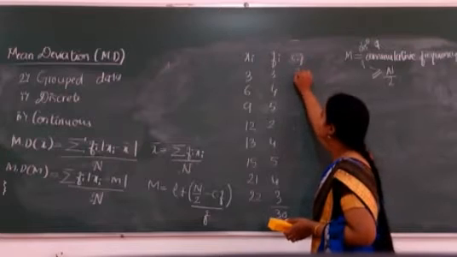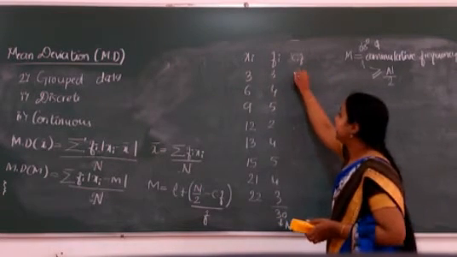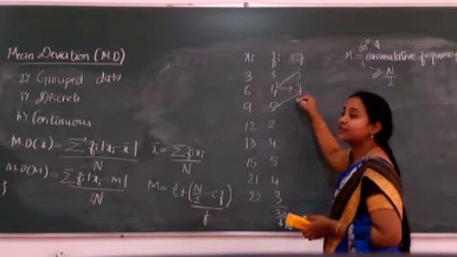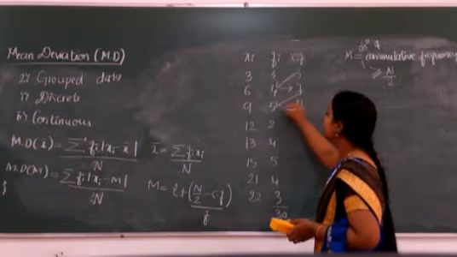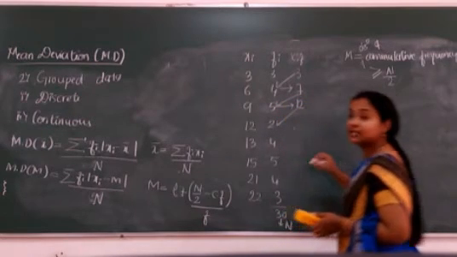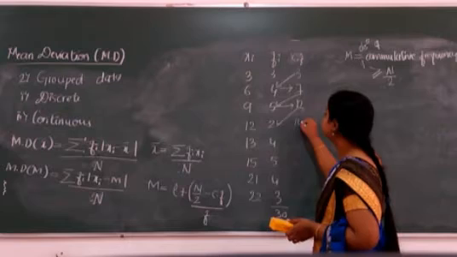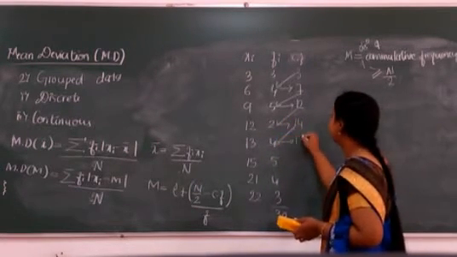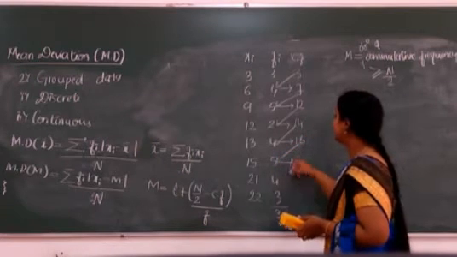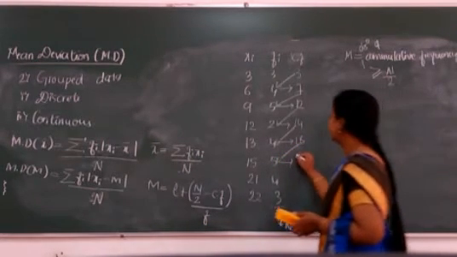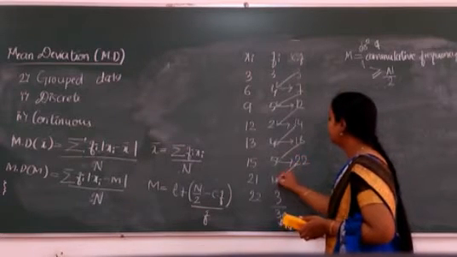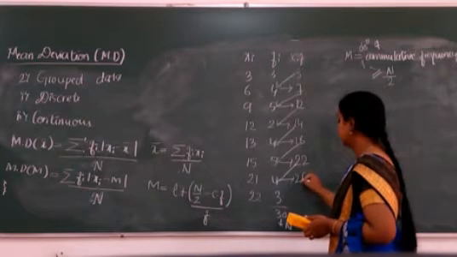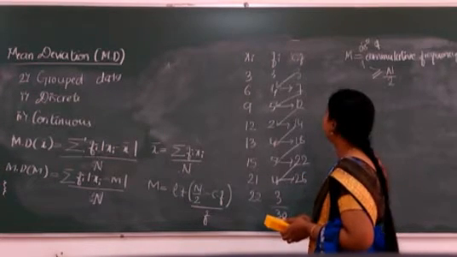The first observation is always written as it is. Then 3 plus 4, what is it? 7. 7 plus 5 is 12. 12 plus 2, what do you get? 14. 14 plus 4 is 18. 18 plus 5 is 22. 22 plus 4 is 26. Somewhere I have not added properly.